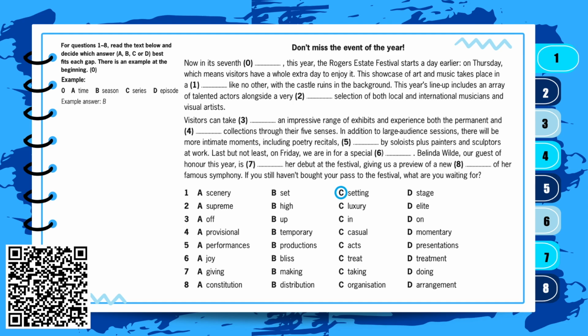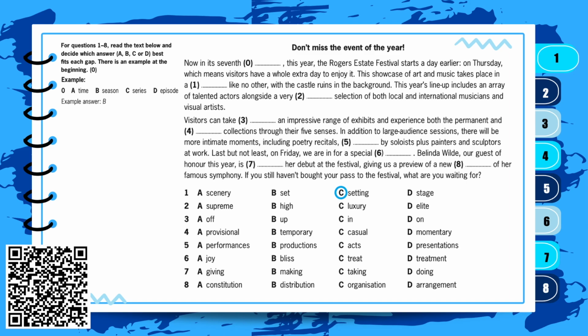The word set usually refers to a collection of objects used on a stage or in a movie, and it does not accurately describe the location being referred to in the sentence. Similarly, the word stage usually refers to a platform used for performances, and it is not clear whether the event being described takes place on a stage.